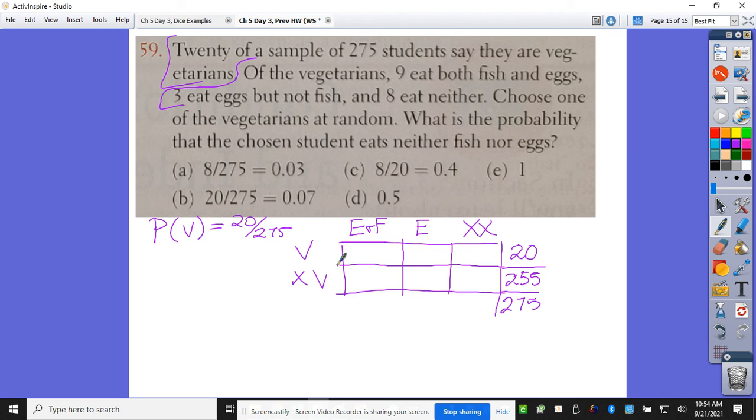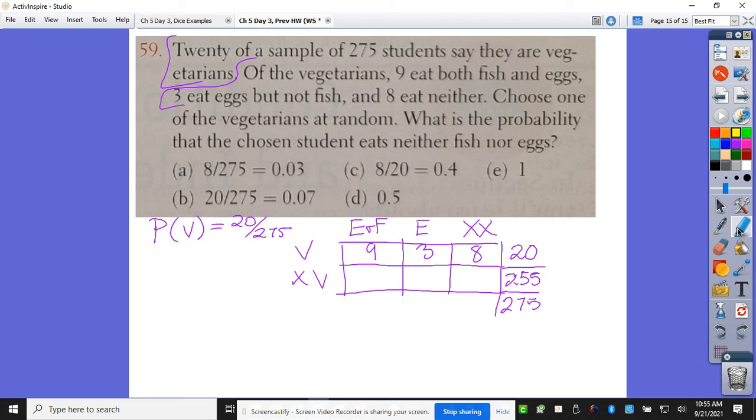So, of these vegetarians, now I'm only on this top row. 9 eat both. 3 eat eggs but not fish. And 8 eat neither. See any issues? No, because those add up, right? Those are my only options. What is the probability that the chosen student eats neither fish nor eggs? Choose one of the vegetarians at random.